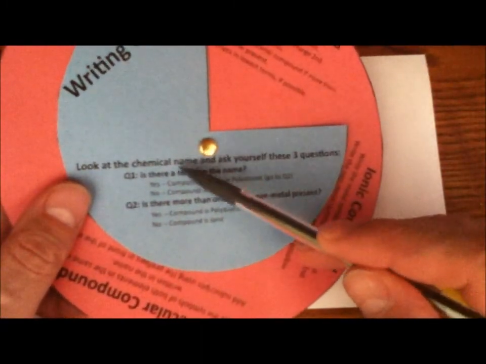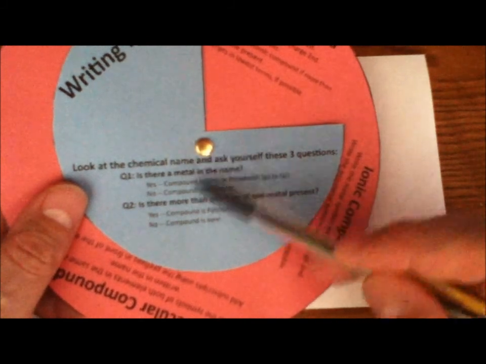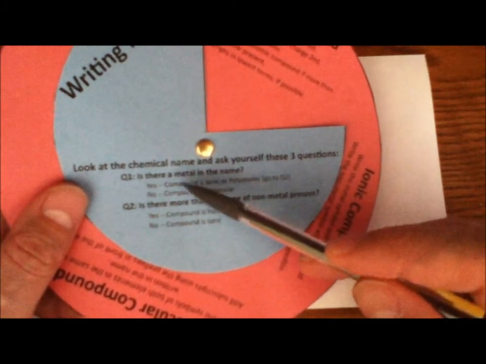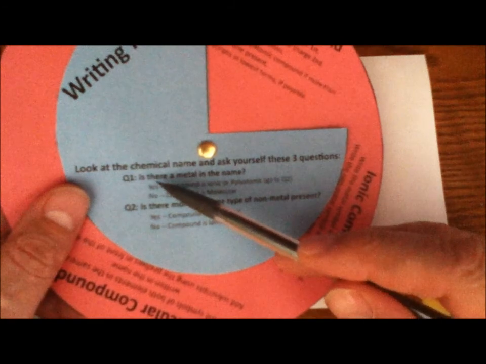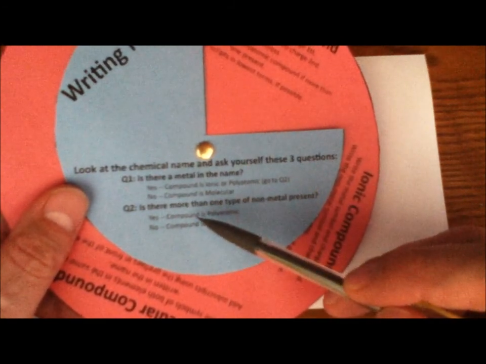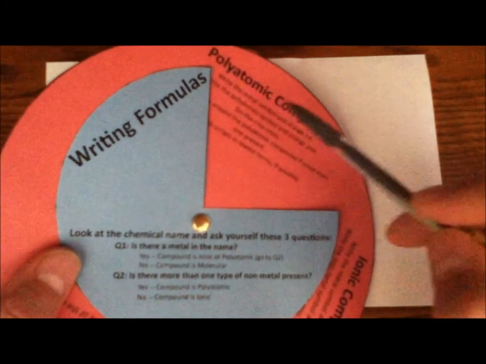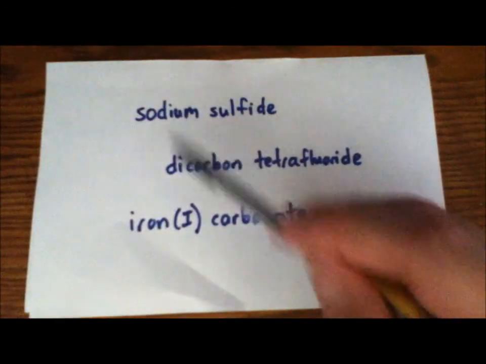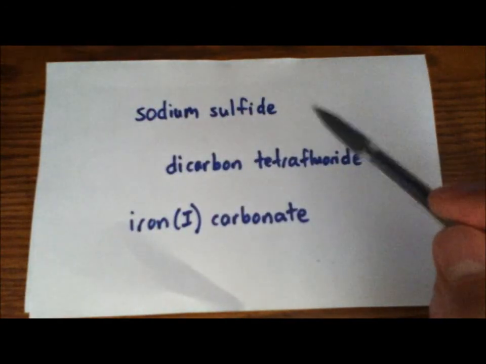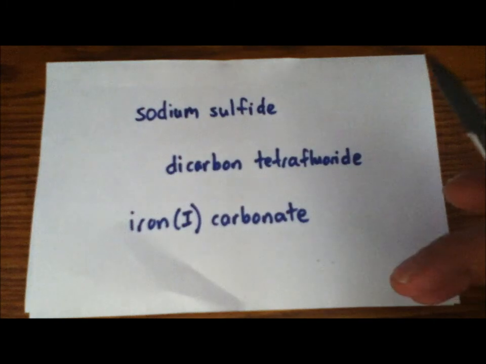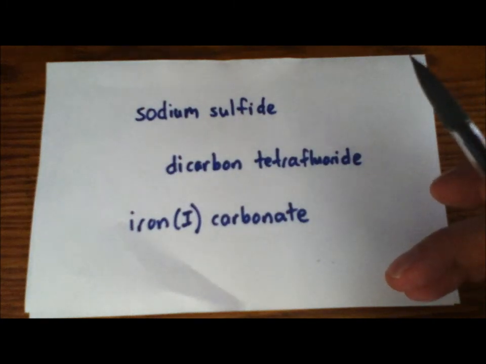So when you come across a name, what you're supposed to do is ask yourself these two questions here, and whether you answer yes or no will help you determine whether the substance is polyatomic, ionic, or molecular. We'll go through these examples so you get a sense of how to do this, and then when you do your assignment you can use the wheel effectively.